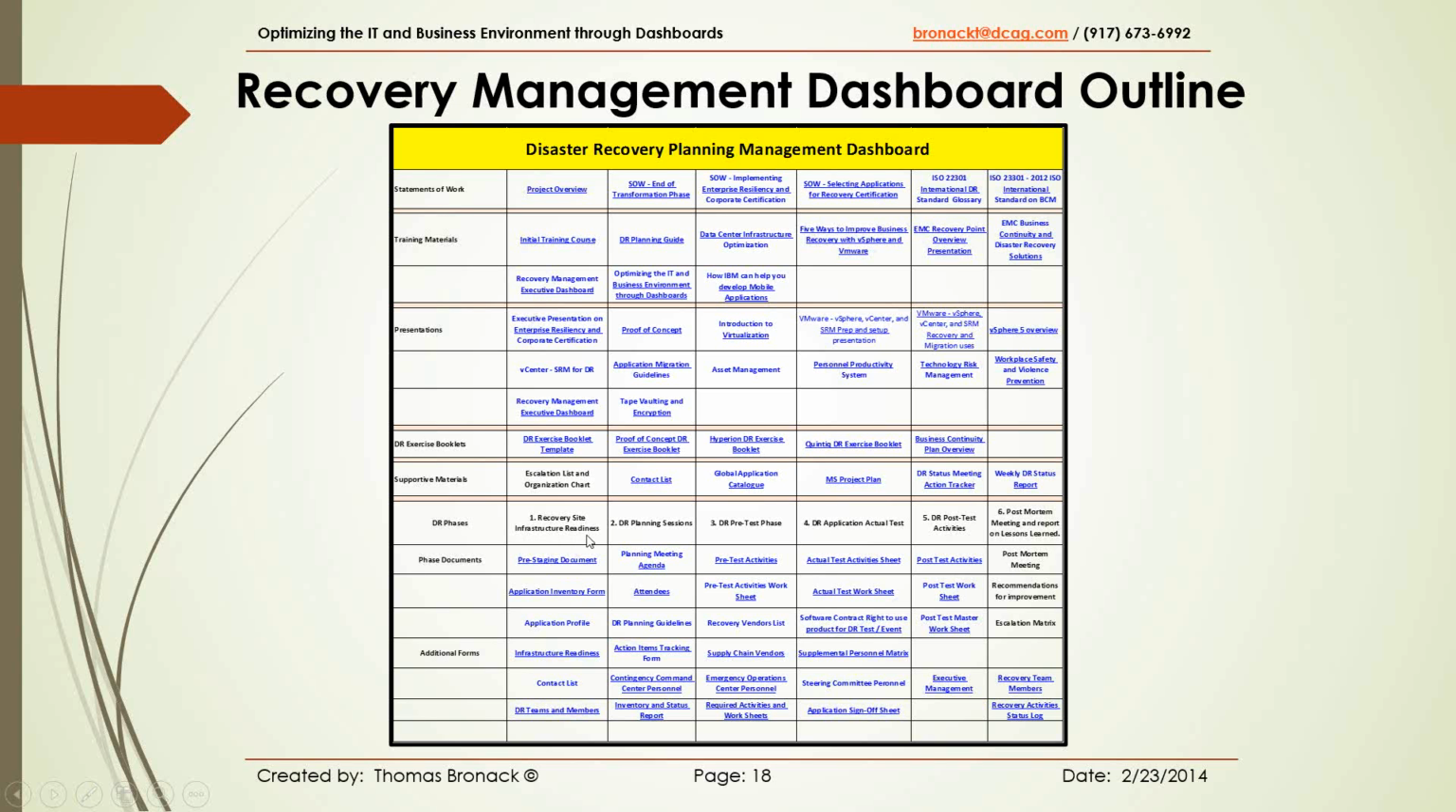Recovery site infrastructure readiness, DR planning sessions, DR pre-test phases, DR application tests where they actually run with the application, a post-mortem or active DR post-test where we gather all the information about the test. We would compare estimated times against actual times, benchmarks, and both the production and the recovery site, any problems that were encountered, and any comments that were made by the people performing the test.